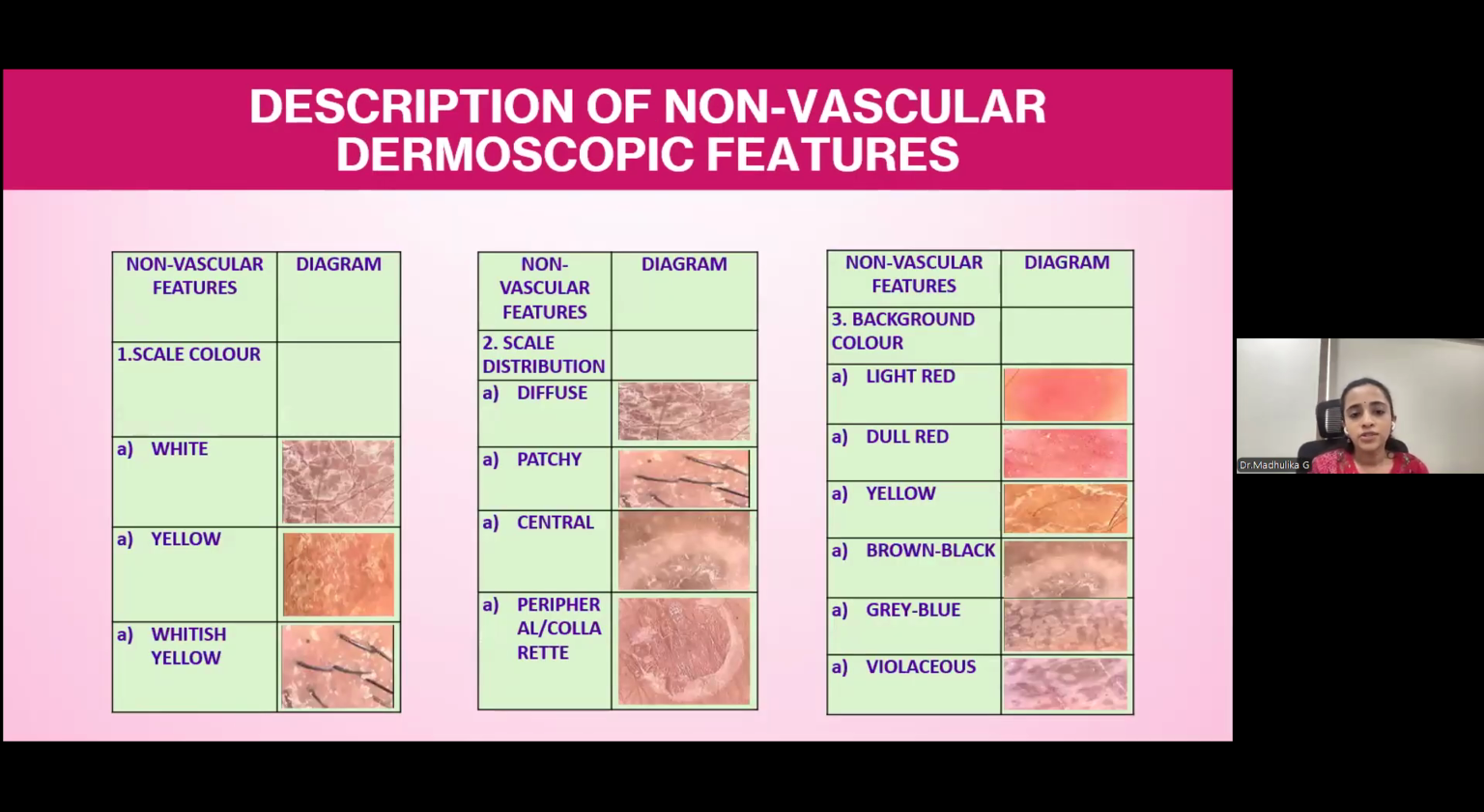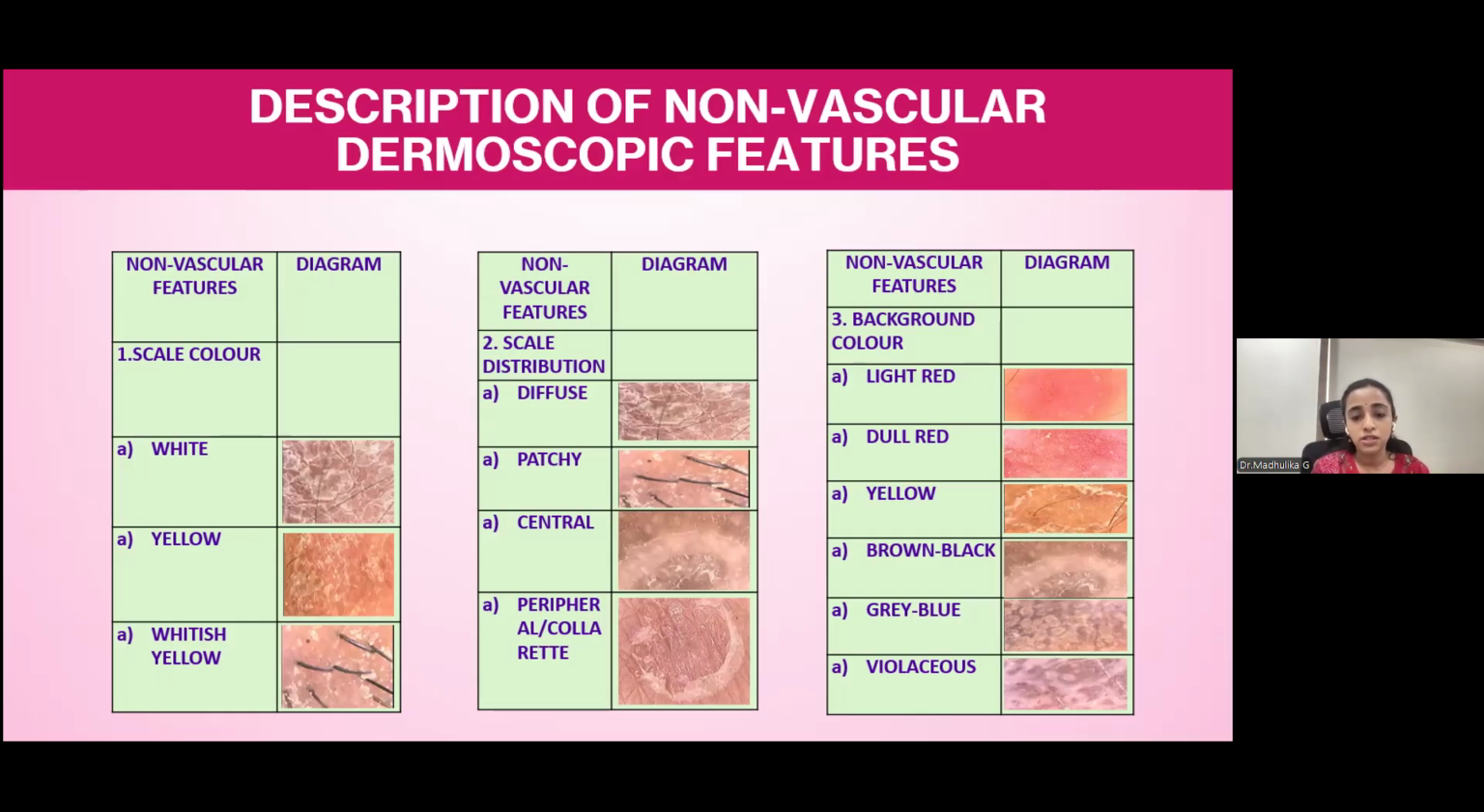So next is non-vascular dermoscopic features, right? Especially when you are seeing papillosquamous disorders, say you're looking at a lichen planus or a psoriasis, and you want to differentiate. So not just the vessels, not just the pigment color, you also want to see what scales there are, what color they are, whether they are white, yellow, or whitish yellow, and how the scale is distributed in the lesion. Is it diffuse? Is it patchy? Is it central? Is it peripheral?